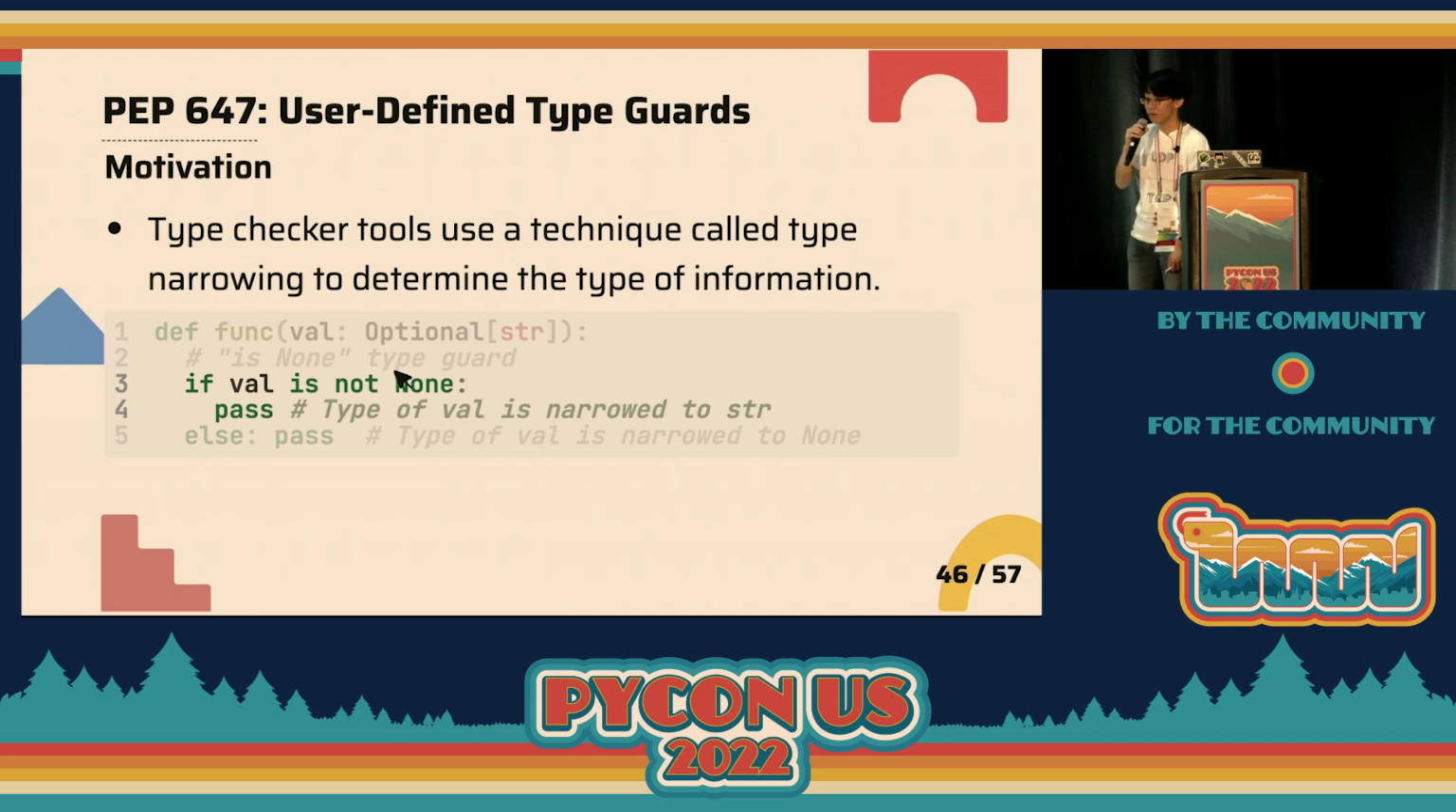this is the last one for 3.10, user-defined type guards. Yeah, the motivation is that type checkers use type narrowing to determine the type of information. Yes, on this line, the type of var is narrowed to str. And next, this line narrowed to None.